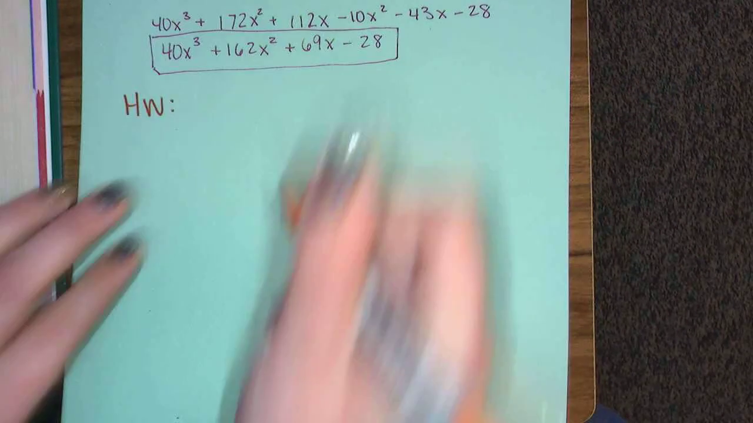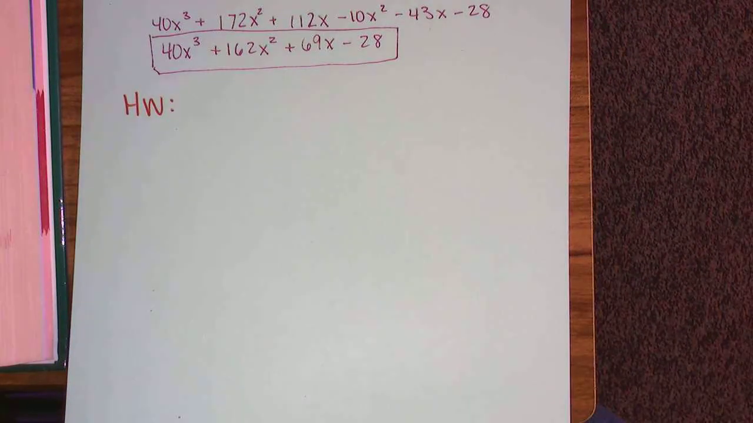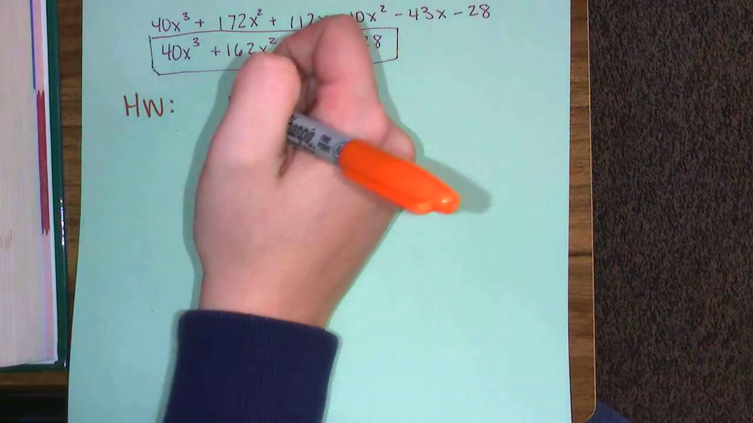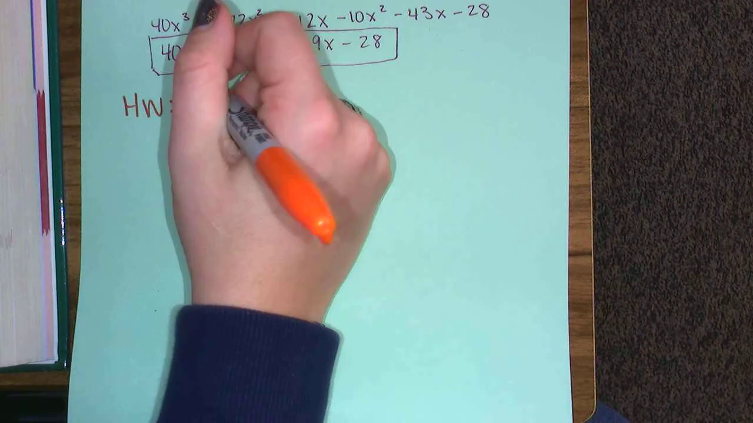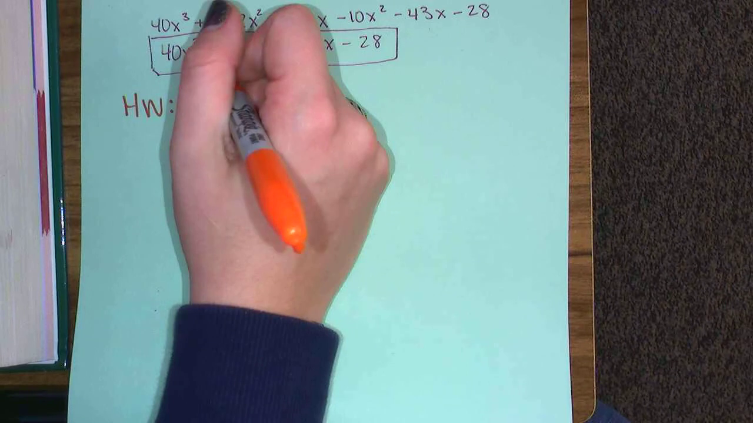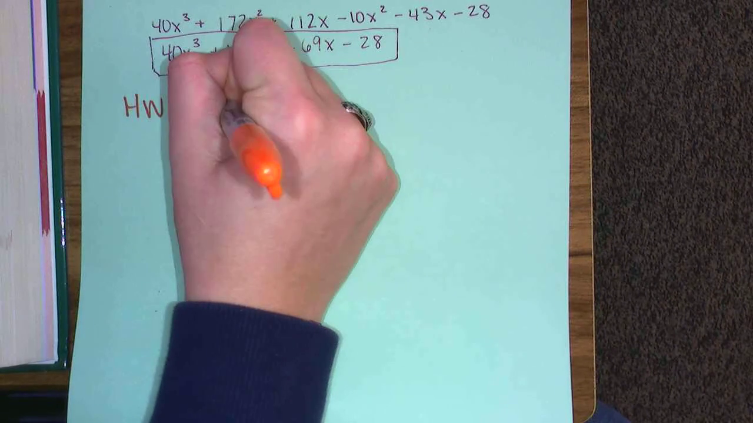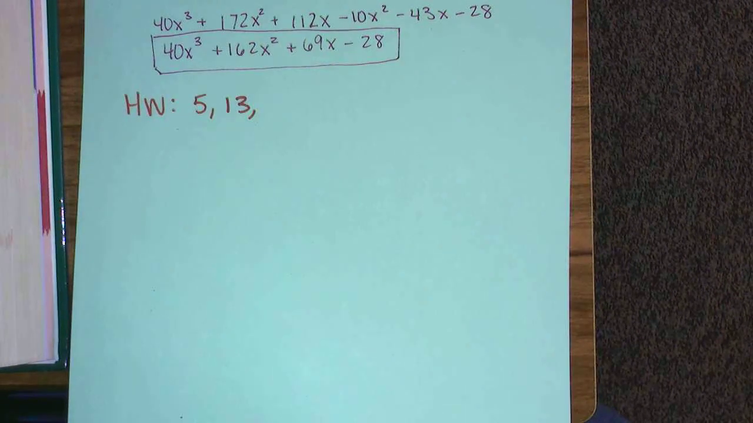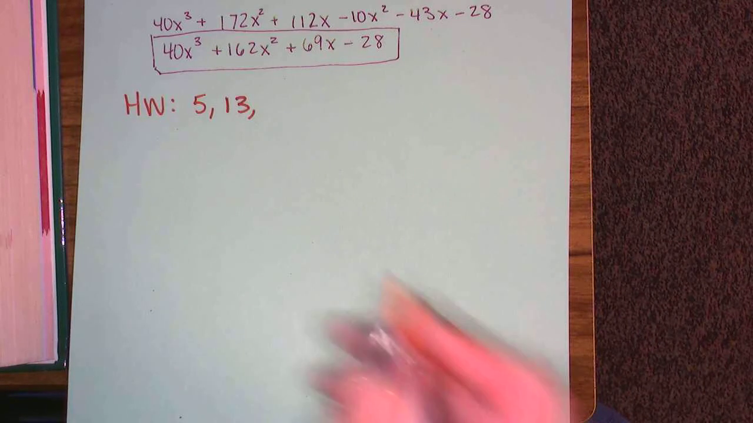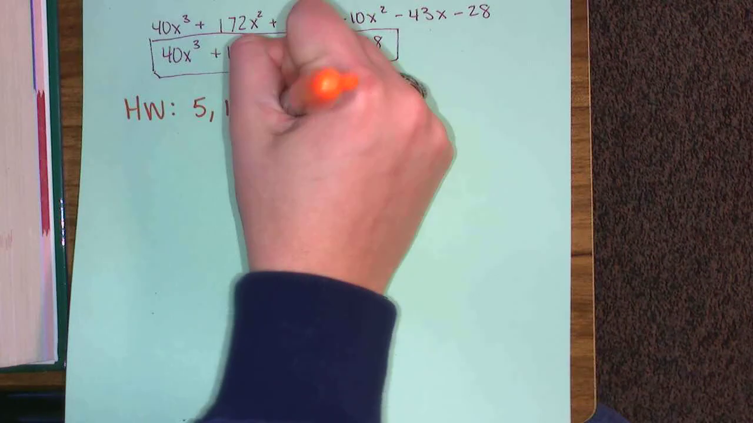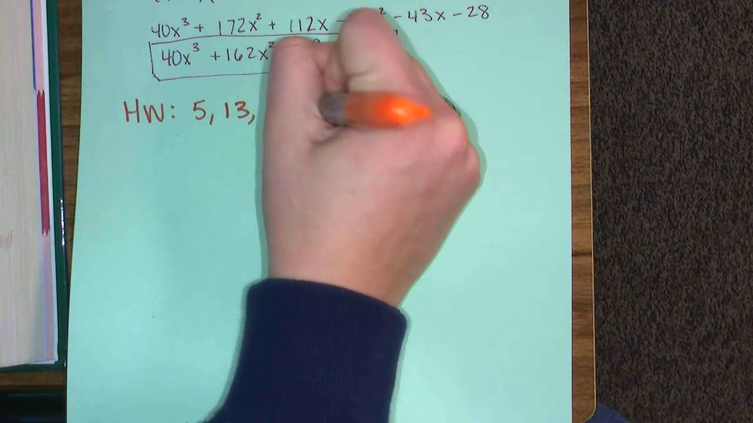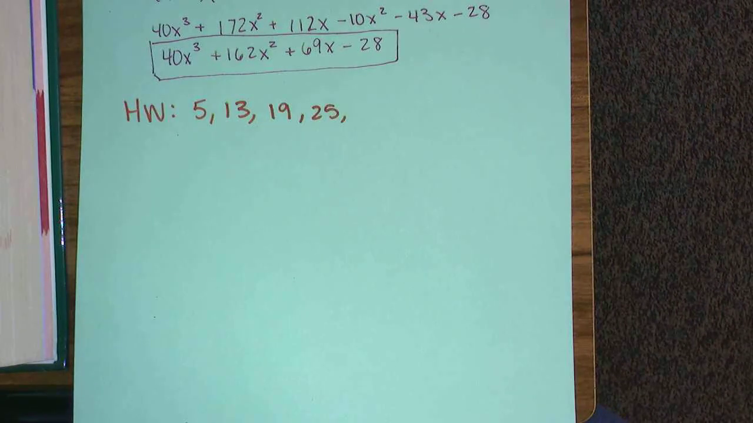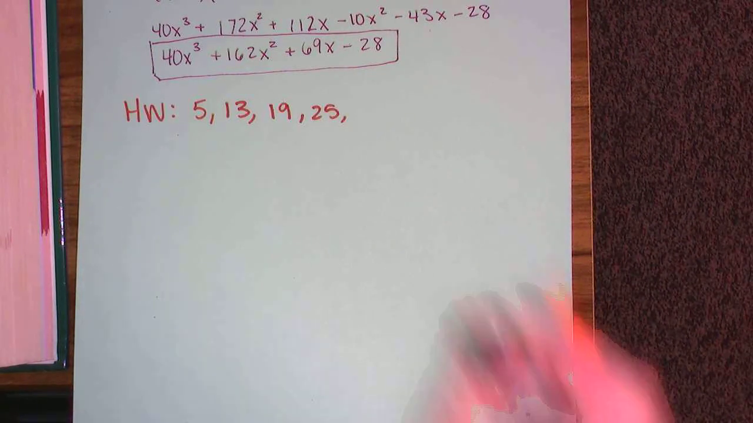Alright, so the problems for what we've done so far: 5, 13, 19, 25, 31.